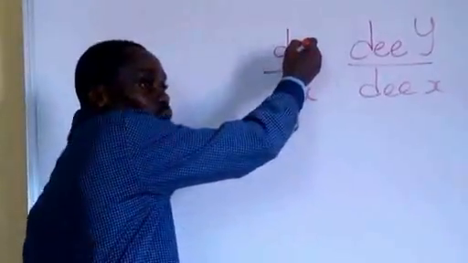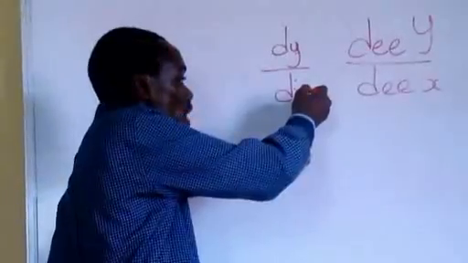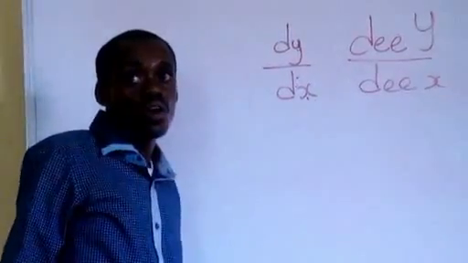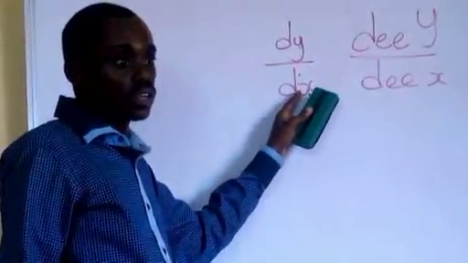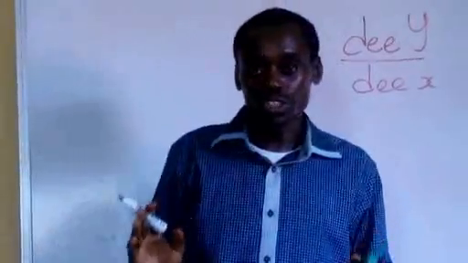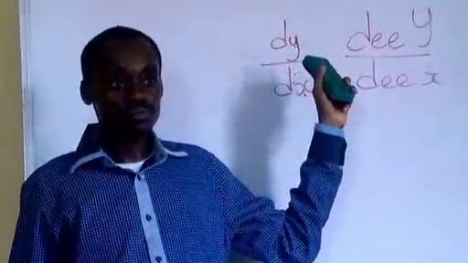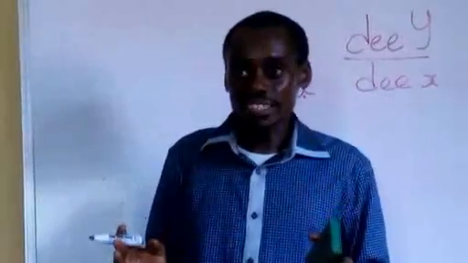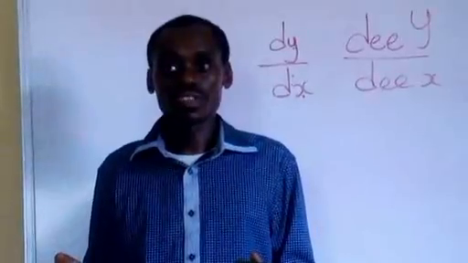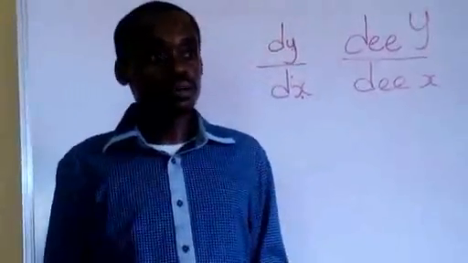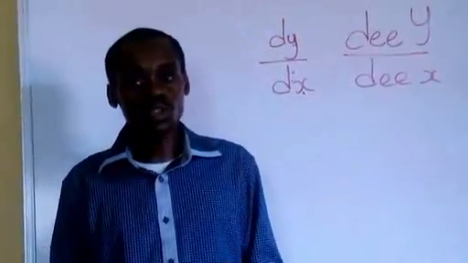dy/dx is called the derivative of y with respect to x, or the differential coefficient of y with respect to x. There are various methods of finding dy/dx, that is the gradient function. When you are asked to find dy/dx, all they are asking you to find is the gradient function. There are various ways, but in this video we will be looking at how to get the gradient function using the general formula.